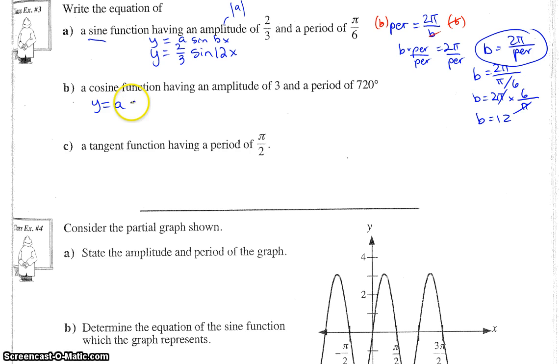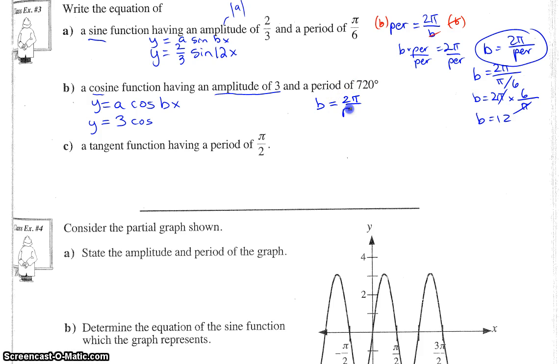So y equals a, and this time it's cosine, right? So we're going to want to write cos and then bx. And we're trying to look for both a and b. So amplitude of 3, that means that our a value could be 3. Okay, and then we have cos, and we need to find b. Now b is found, as we discovered from the last example, by going 2 pi over the period.